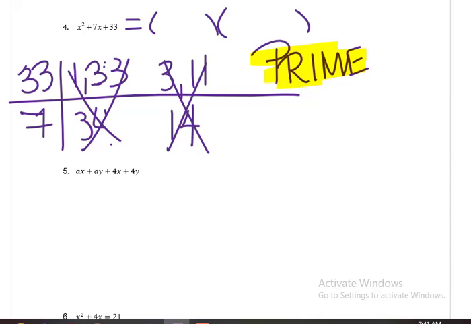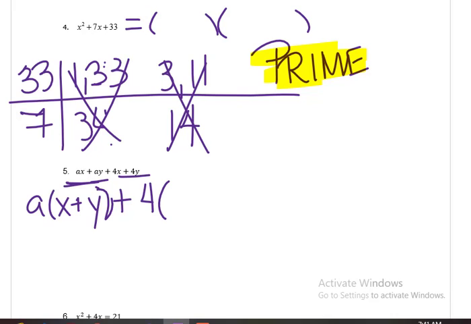Number 5, we have 4 terms. When we see 4 terms, we factor by grouping. So we look at the first 2 terms and we take out the greatest common factor, which is an a. What is left from the first term is an x, and what remains from the second term is a y. Bring down the next operation, which is a plus sign. Now we're going to look at the second set of terms, 4x plus 4y, and we can take out a 4. What remains from the first term of 4x is x. What remains from the second term of 4y is a y.